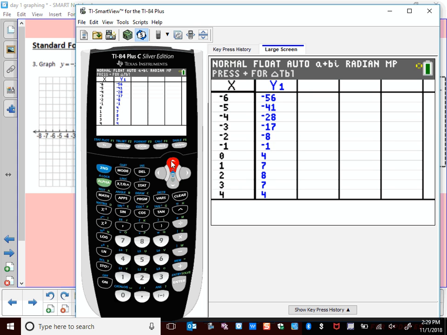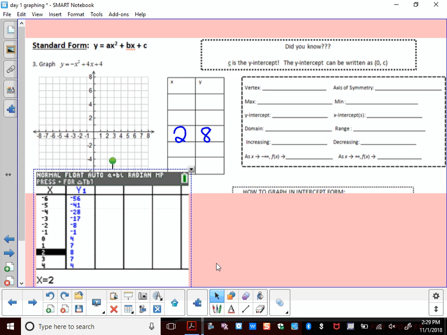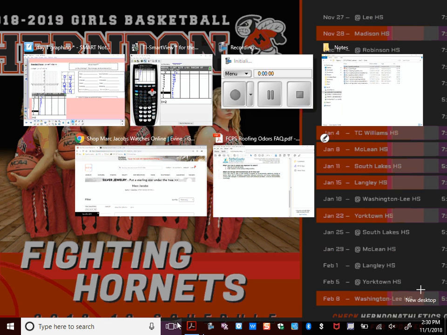So on my table, I look at 2.8, and I know I need, let's see, 1.7 and 0.4, 3.7 and 4.4. Okay, so let's go ahead and graph that. About 3 minutes on that one.